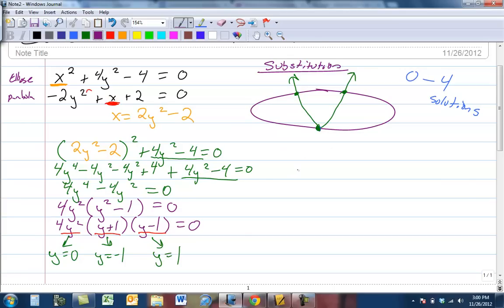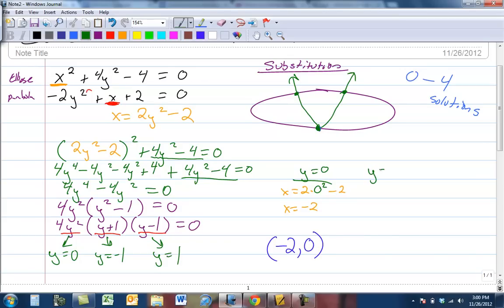So, to the side here, we're going to talk about what if y is equal to 0. All right, we're going to use this. x equals 2 times, well, y is 0, 0 squared, minus 2. So x would be equal to -2. So when y is 0, x is -2, so our solution here is (-2, 0). That's one of our intersection points.